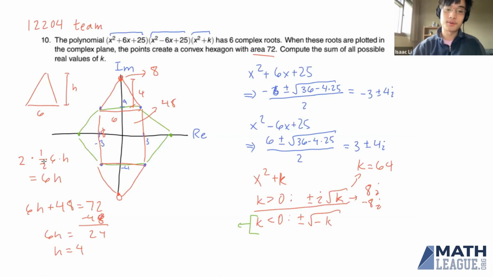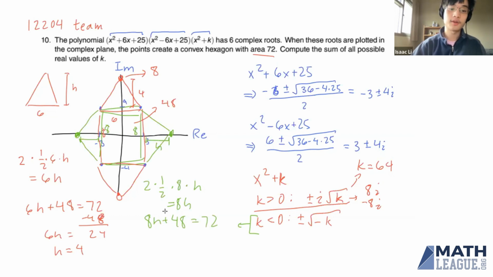How about in the case where k is negative? Then the roots are real. Similarly, we have this rectangle here with area 48. This time, the bases of the triangles are 8. To find the height, we have 2 times 1/2 times 8 times h, and this is 8h. We add the area of the rectangle, and we want to find the height h such that this is true. So 8h equals 24, h equals 3 in this case.